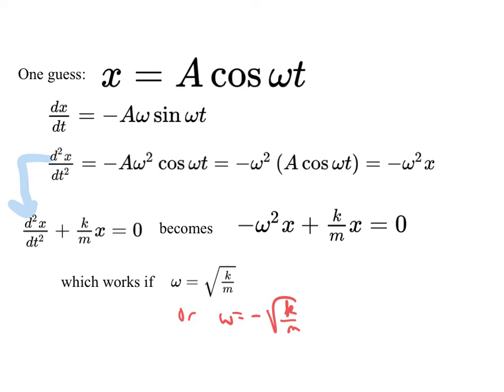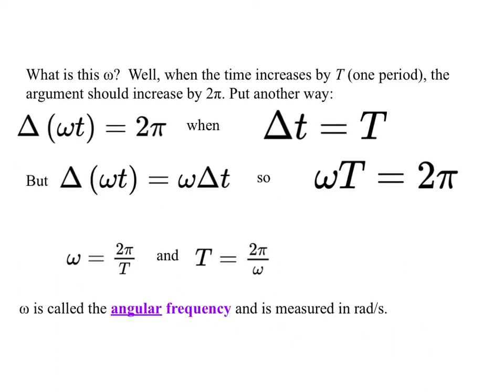Not a math limitation, but a physics limitation that we want omega greater than 0 physically. It's a counting thing. You can't have negative counting things. But what is this omega?